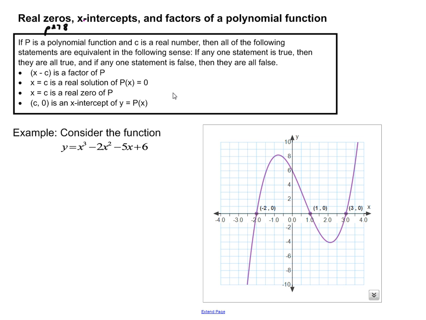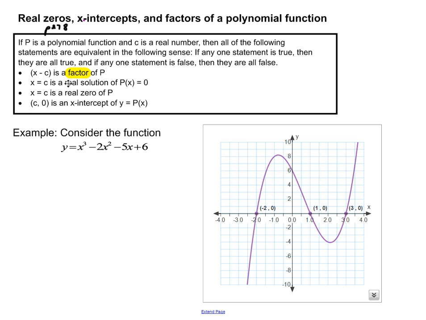It says that if you have a polynomial function p and c is some real number, then all of these following statements are equivalent to one another. If any one of these statements is true, then all of them are true. Or if any one of them is false, all of them are false. And those statements are this: x minus c is a factor of p. We've got a factor of p.